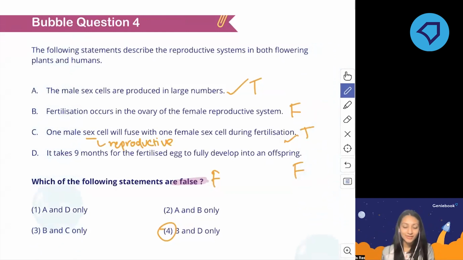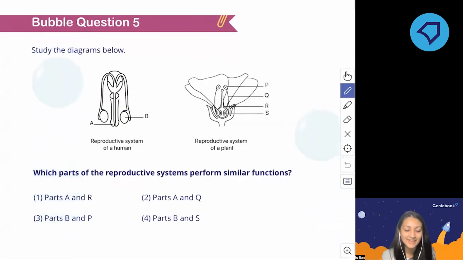One more question. All right, let's look at this. Study the diagrams below. We have the human, and this time it's showing the male parts of the human reproductive system. On the right is a flower that has both male and female parts. So recognize this, male and female parts. Which parts of the reproductive system perform a similar function? You have to compare here and here.